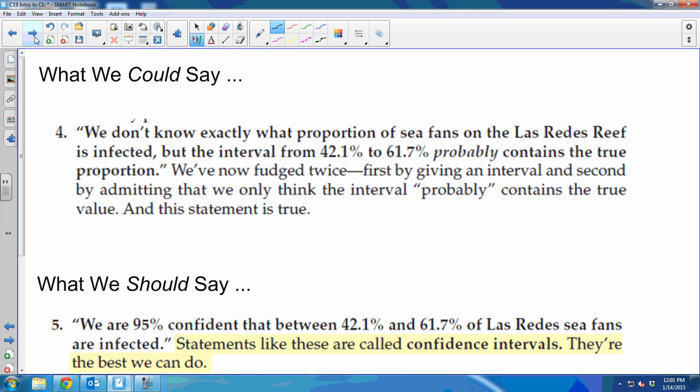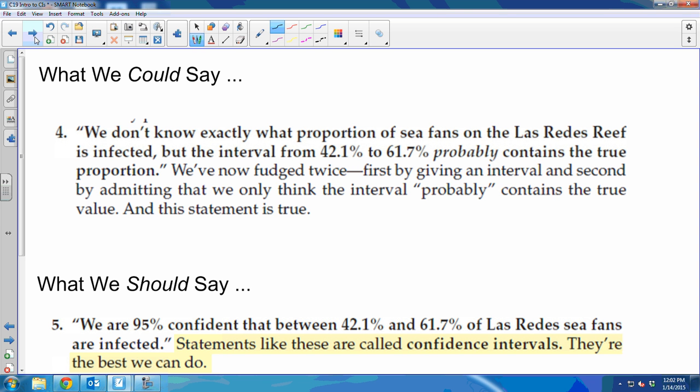So here's something: number 4 is what we could say, number 5 is what is better and what we should say. So 4 says, we don't know exactly what proportion of sea fans on the reef is infected, but the interval from 42.1% to 61.7% probably contains the true proportion. That's fine. That's okay. That's true. That's what we're going for. But what are we missing? 95%, right? That's got to come into play somehow. We based our entire interval off that percentage. That's our confidence level. So this is just kind of wishy-washy. It could be better.